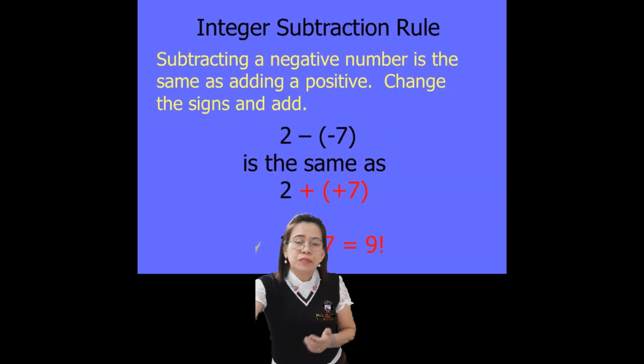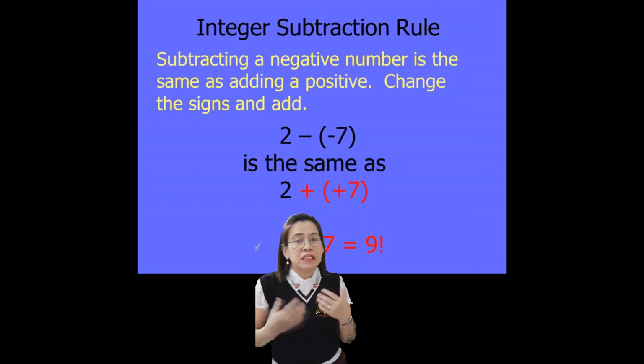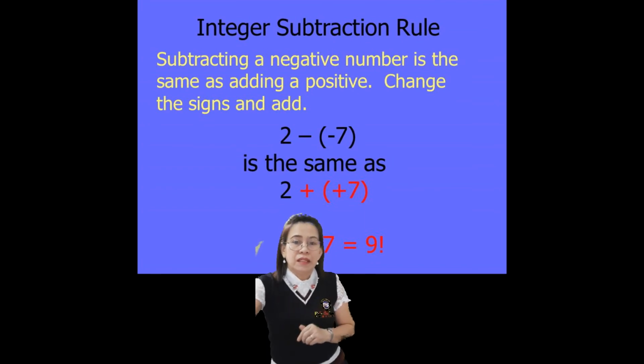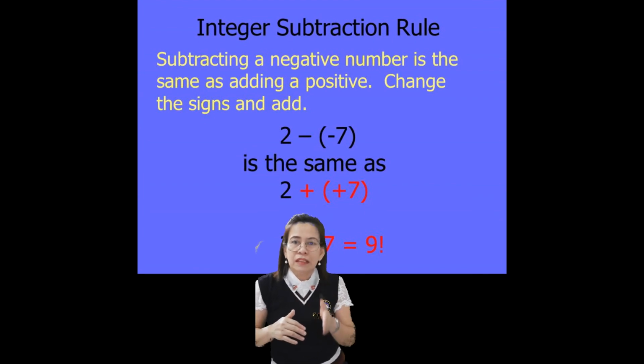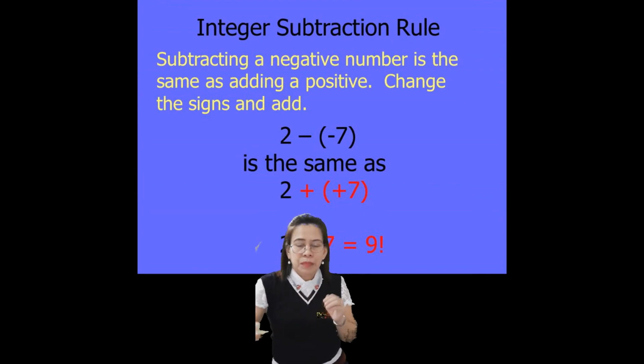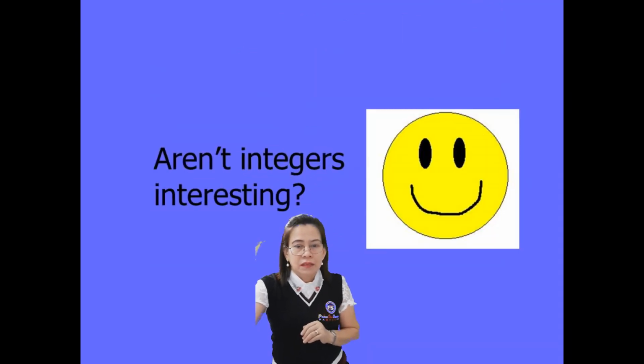Okay, integer subtraction rule. Subtracting a negative number is the same as adding a positive number. Change the signs and add. Let's say 2 minus negative 7. So you change the sign into positive. Negative, negative will become positive. So 2 plus 7 is 9.